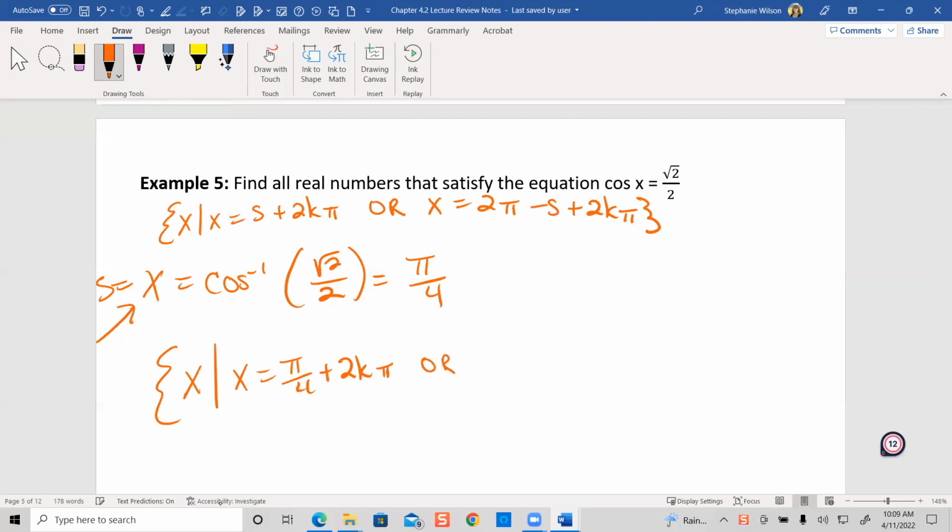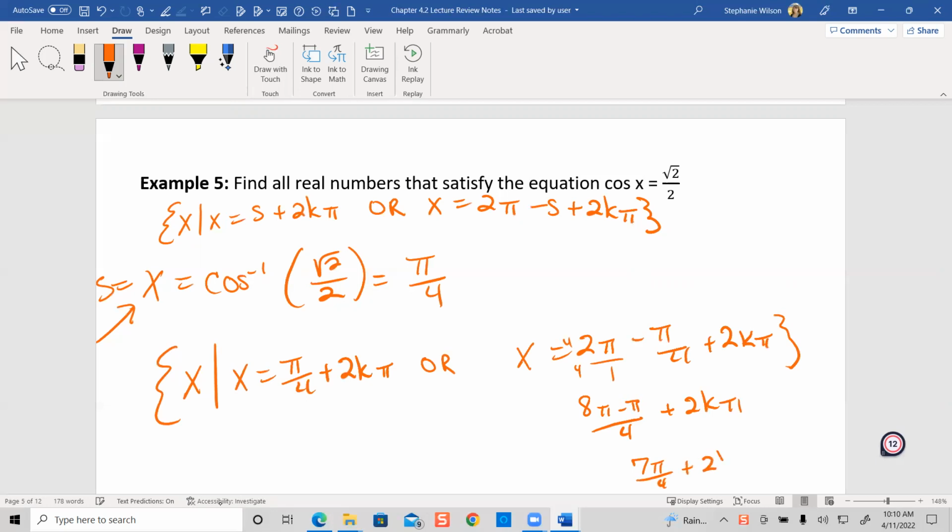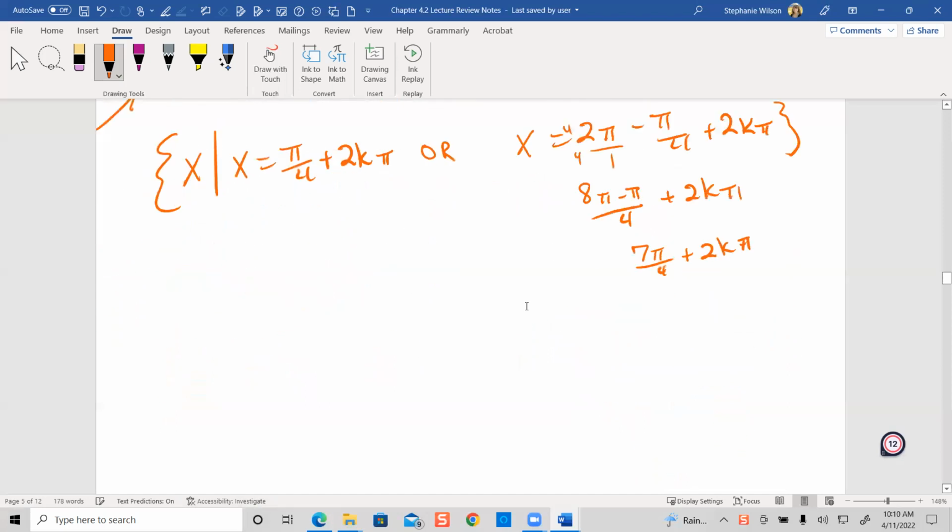This other side, of course, we got to do some work, right? All right, we're going to find its common denominator, which is going to be 4. So now I get 8 pi minus pi over 4. And 8 pi minus pi is going to be 7 pi fourths. All right, so now let's go down. Got our final answer.